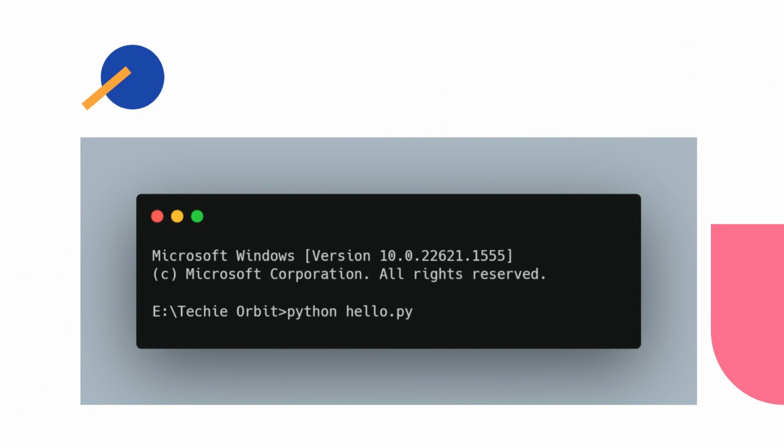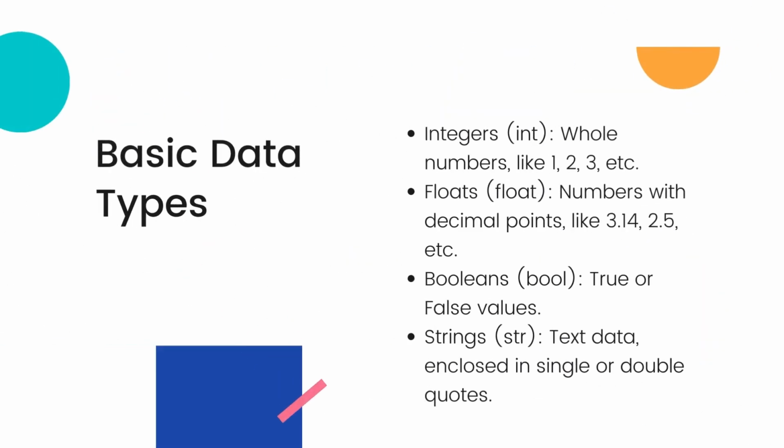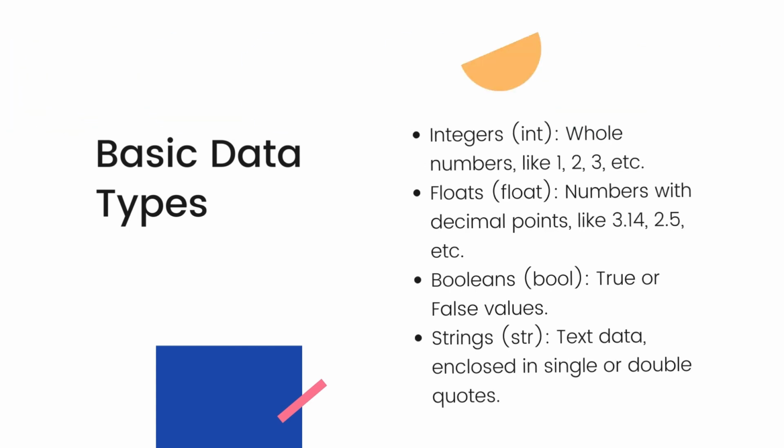Python has several basic data types that you'll be using frequently: integers, floats, booleans, and strings. Here are some examples of how to define and use these data types.